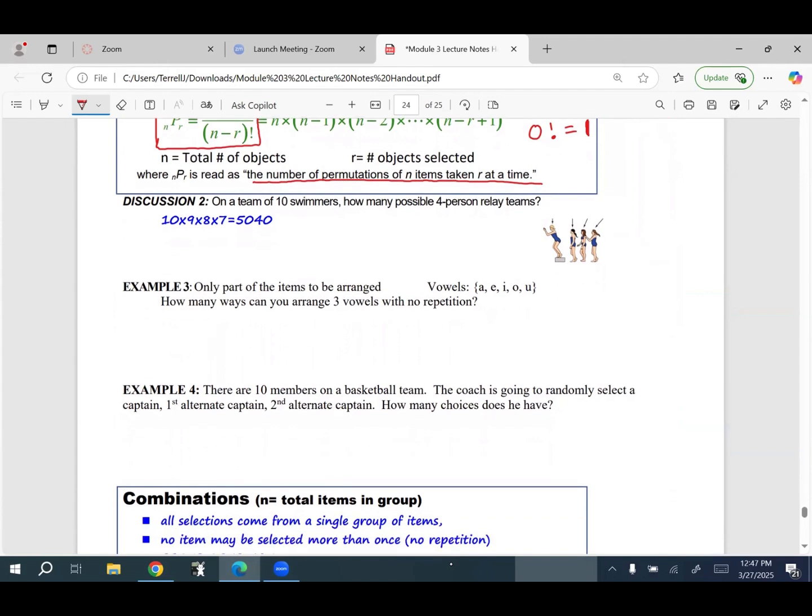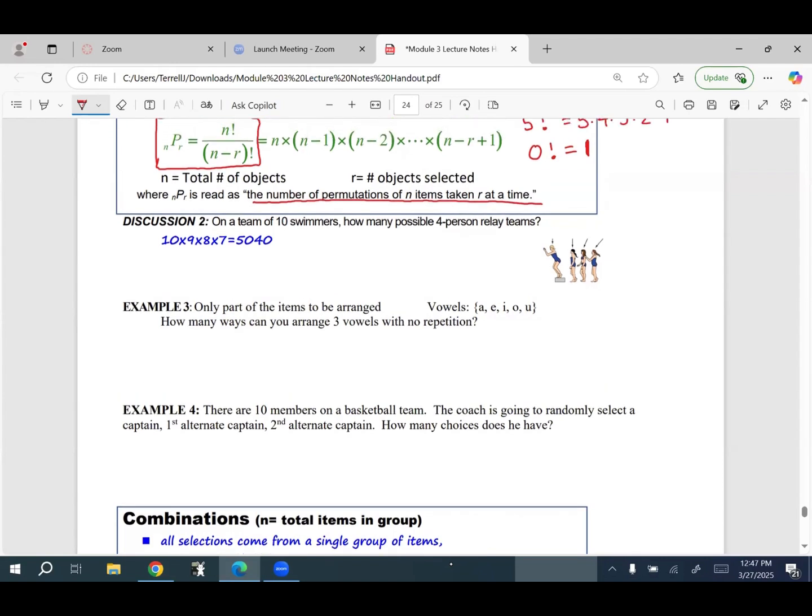With the permutation, we know it's a permutation problem because the order matters. Now, I have to know what's my N and what's my R. Because there is a total of 5 vowels, my N is 5. My R represents the number of items, or in this case, the number of vowels I'm selecting. And the question says, how many ways can you arrange 3 vowels? So my R is 3.